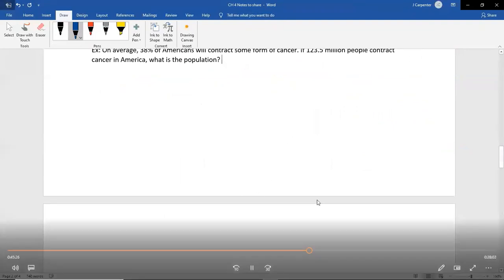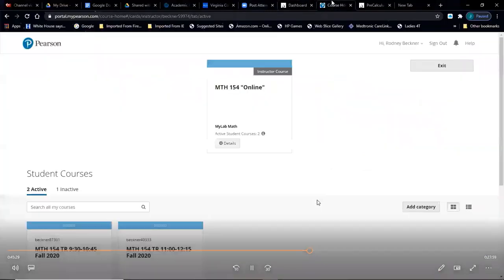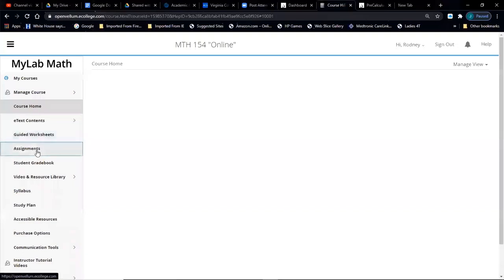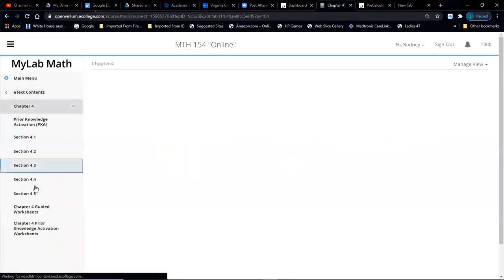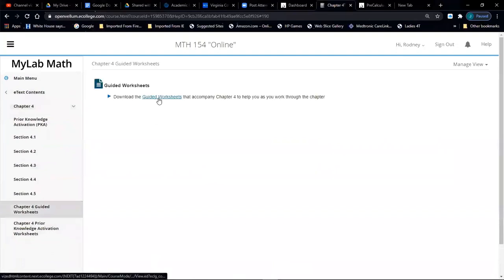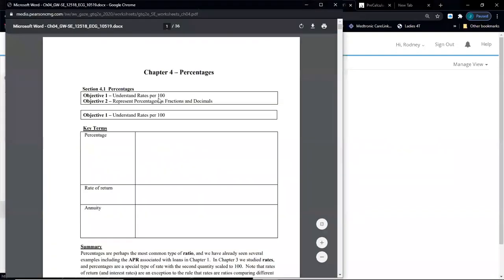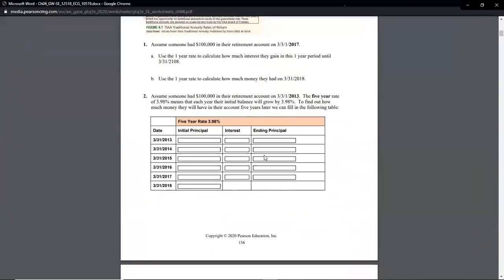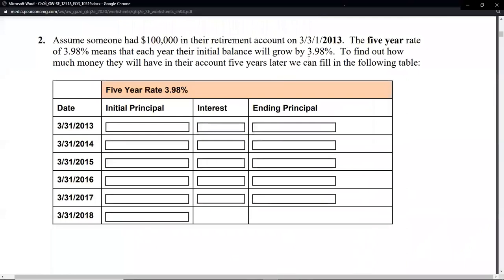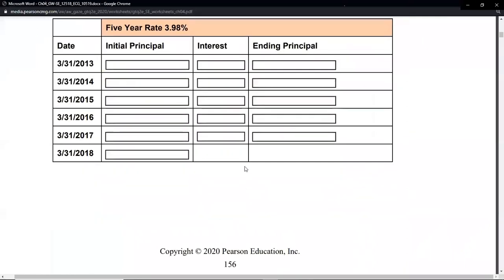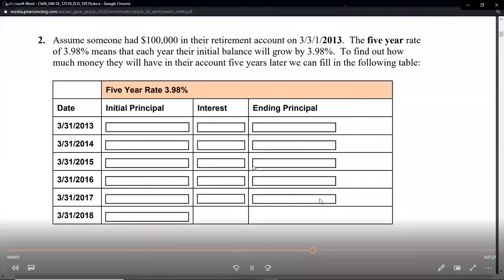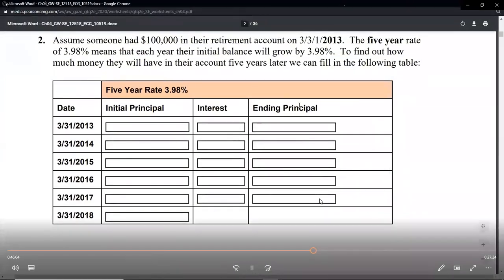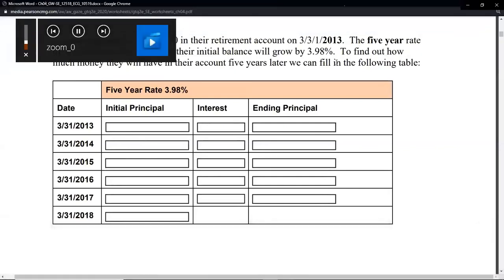We are not getting to 4.2 yet. I've got to open up our guided activity, not assignments, e-text, chapter 4, guided worksheets. So page 156. Here we go. So page 156 of your guided worksheets, guided activities, whatever you're calling them. This is going to be the problem for the discussion board to do between now and Tuesday.